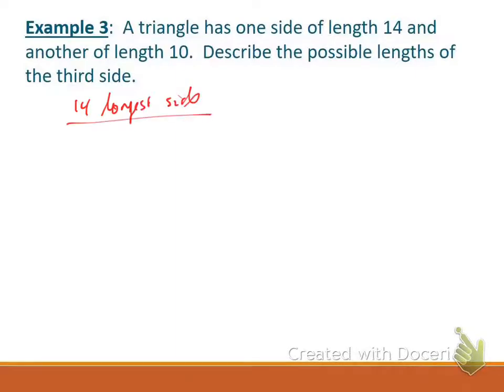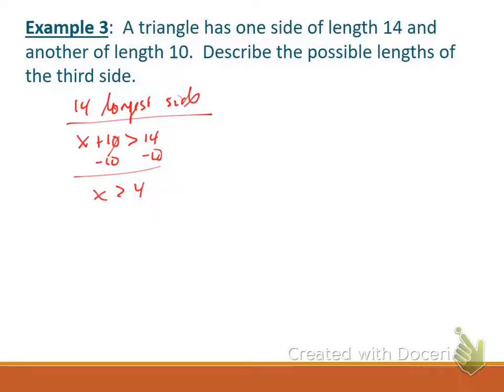And if 14 is the longest side, that means that whatever our third side is, added to 10, has to be bigger than 14. Right? So there's an inequality that we can solve. Just subtract 10 from both sides, and we find out that the third side's got to be longer than 4.